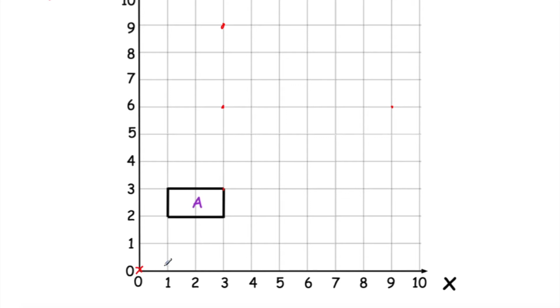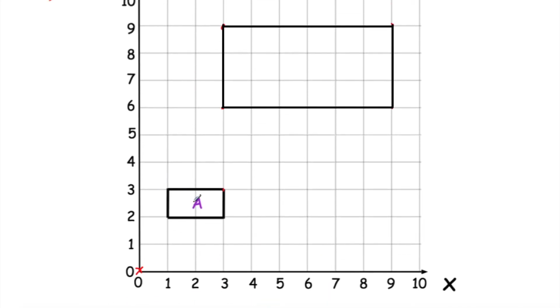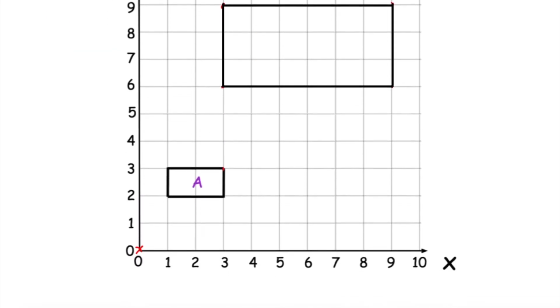So 9 to the right, 1, 2, 3, 4, 5, 6, 7, 8, 9. And 9 up, 1, 2, 3, 4, 5, 6, 7, 8, 9. And that's it. And now we just need to get a ruler and pencil and join up those points. And that's it. We've joined up all those points. And let's just check, do we need to label it or anything? No, that's it. So we've enlarged rectangle A by scale factor 3 using the origin, the point 0, 0, as the center of enlargement. And that's it. So that's question number 8 completed.